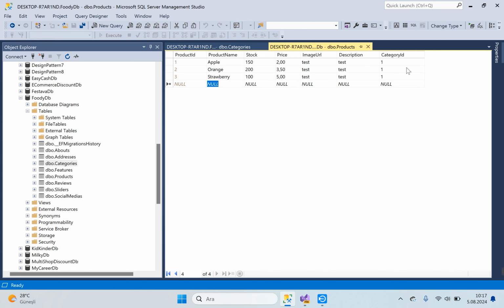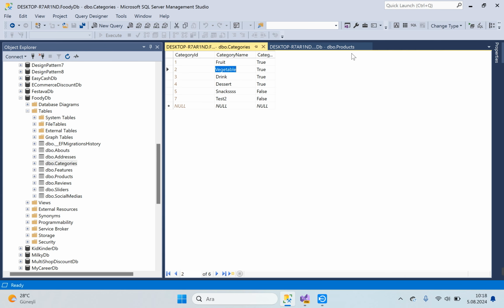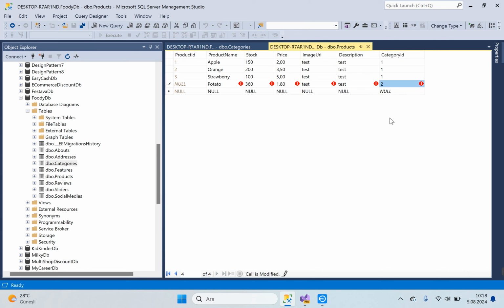Fourth product is potatoes. Stock is 360. Price €1 and 80 cents. Image URL test, description test, category is vegetable, which is 2. Good.